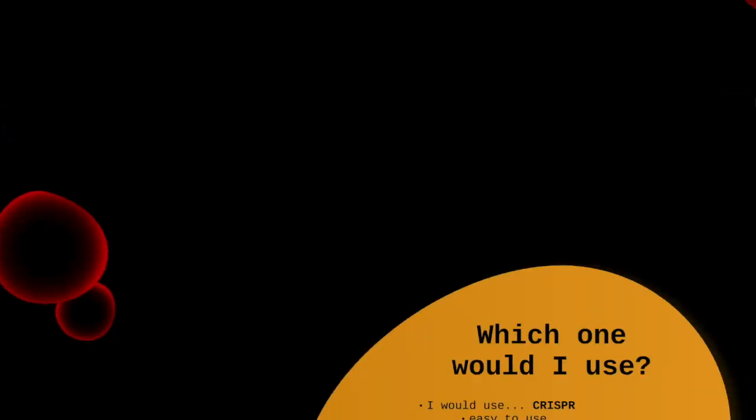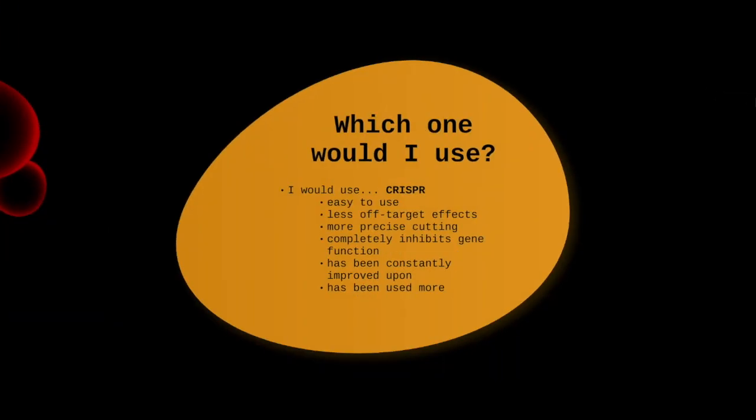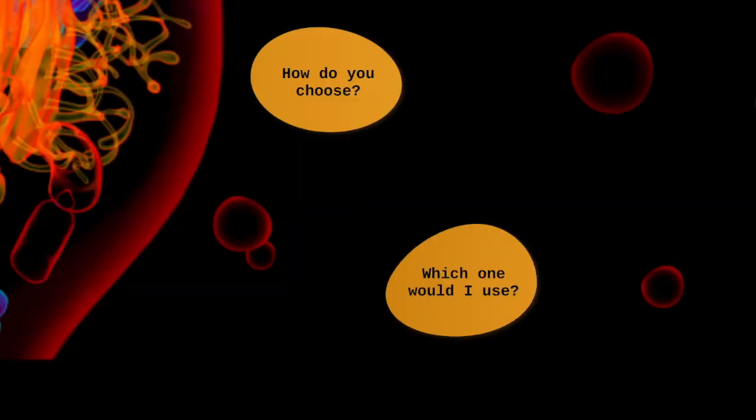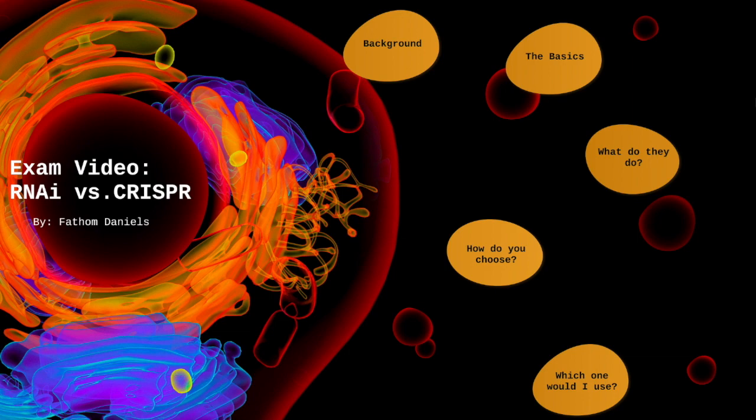Between these two methods, I would choose CRISPR because it is easy to use, it has less off-target effects, which allows for more precise cutting because of the Cas9 protein, which completely inhibits gene function. It's also been constantly improved and has been used more within this field.